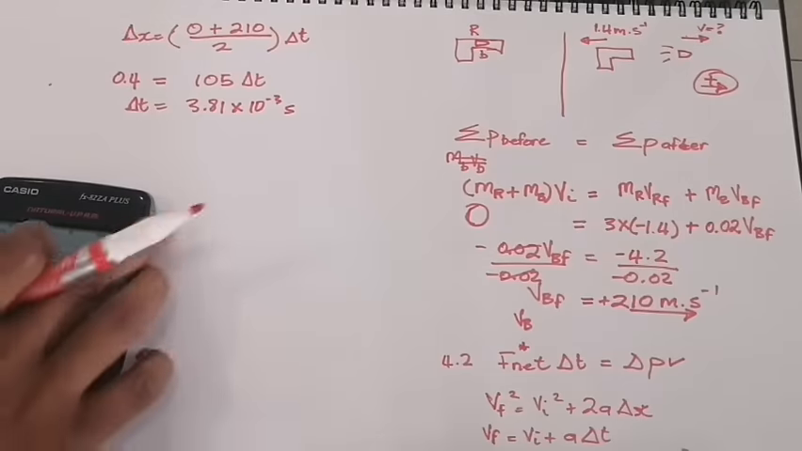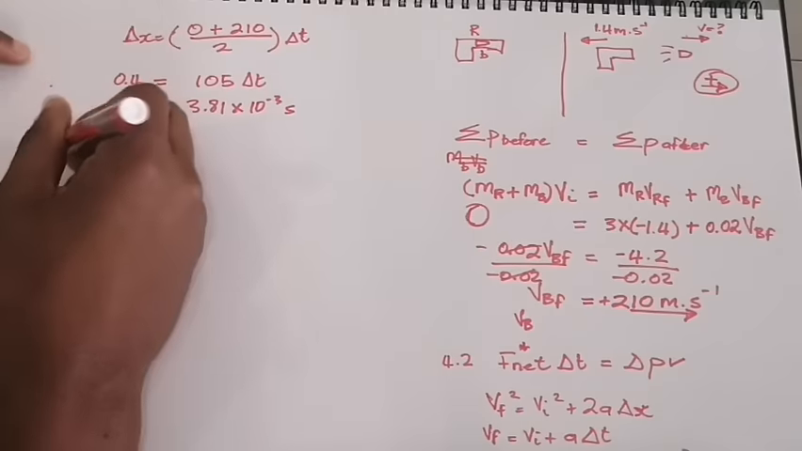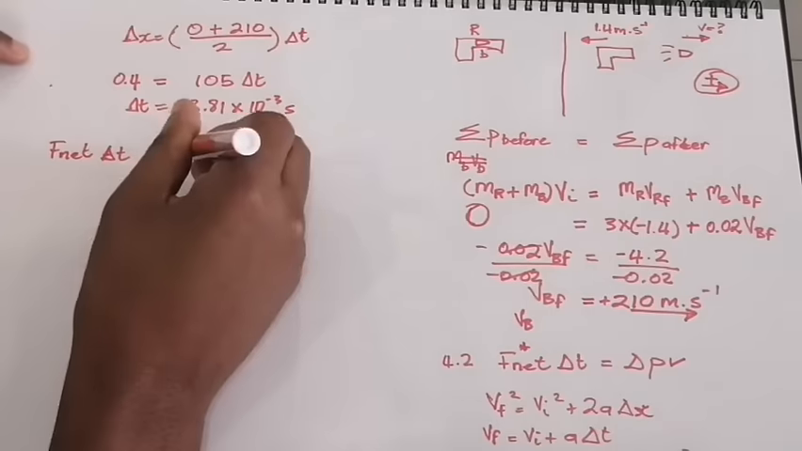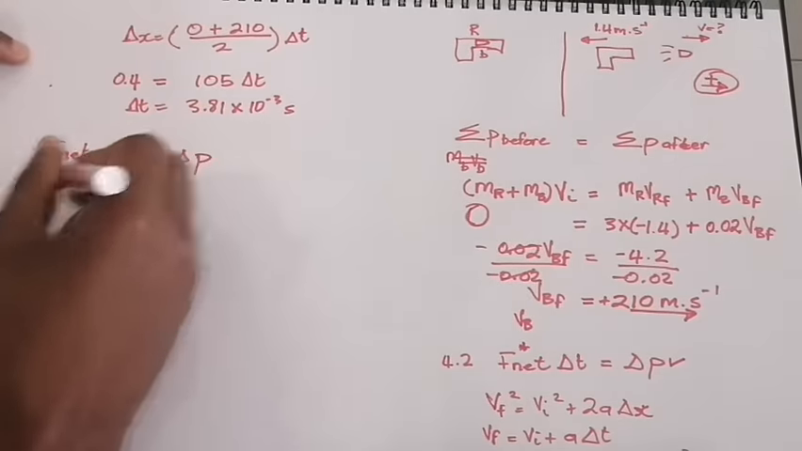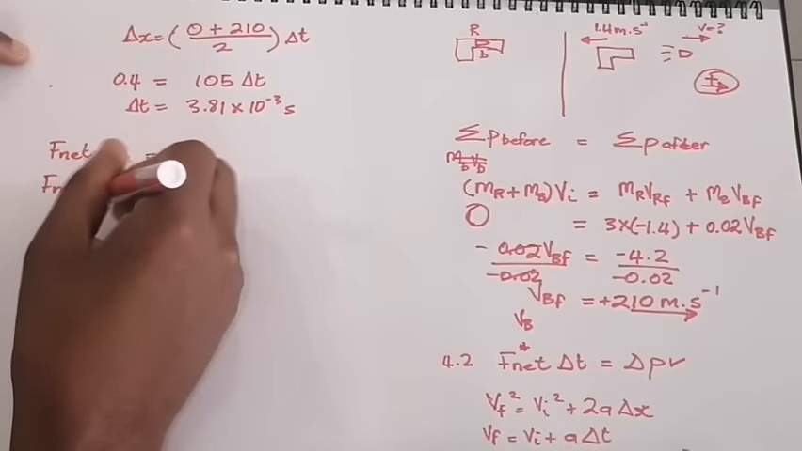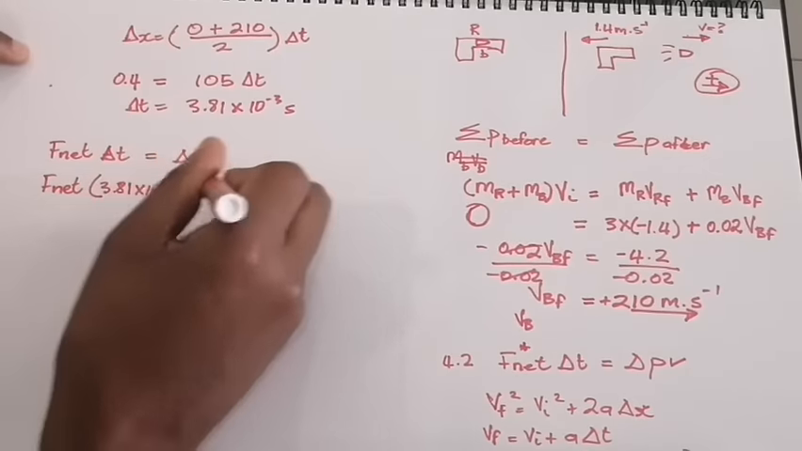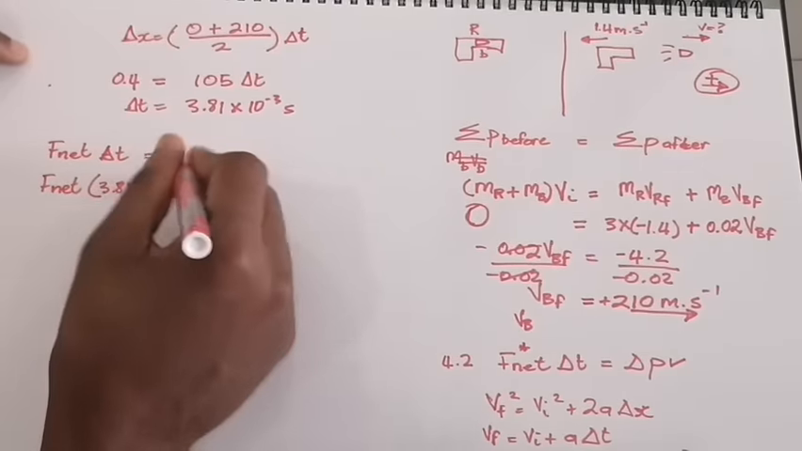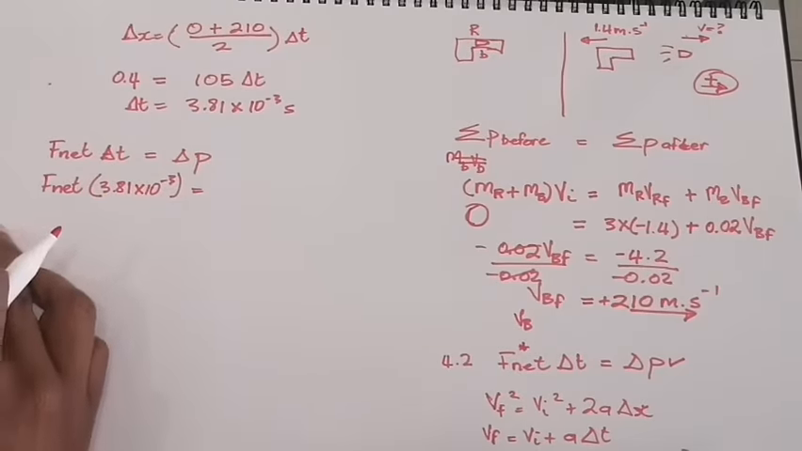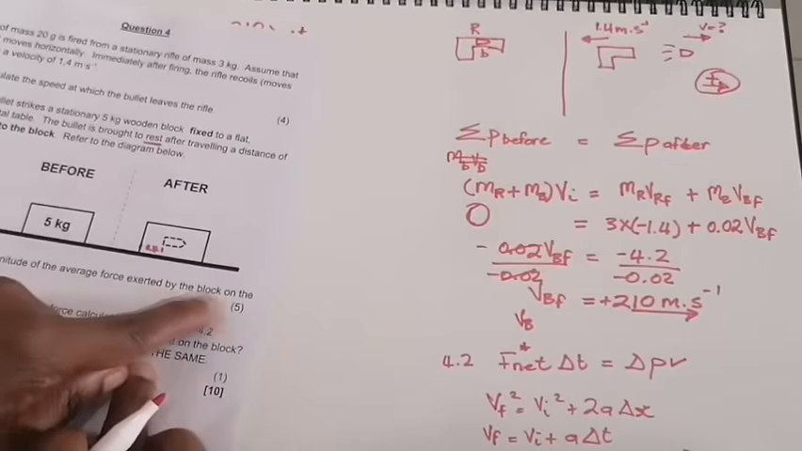Now, the question is, can I now calculate my net force? Absolutely. So now I'm going to say F net multiplied by the change in time is equal to the change in momentum. So we're looking for net force. Now we know the time is 3.81 times 10 to the minus 3, which is equal to the change in momentum. In this case, they said to calculate the average force exerted by the block on the bullet.